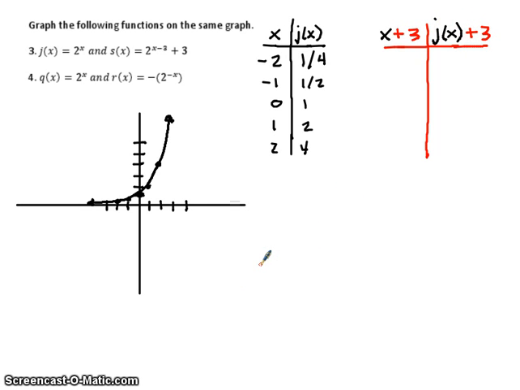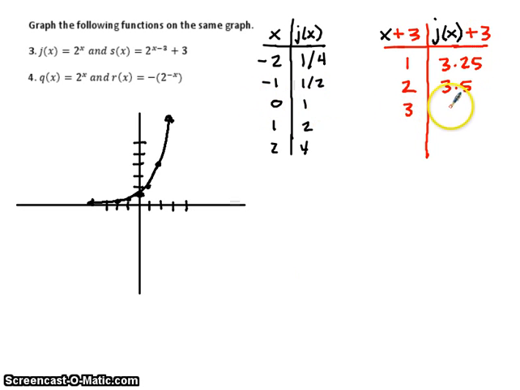So let's come up with the new table of values here. We have a minus 2 plus 3. That gives us a 1. And then a 3 plus 1/4. That's 3.25, right? And then we have a minus 1 plus 3. That gives us a 2. And then a 1/2 plus 3 gives us a 3.5. And then we have a 0 plus 3 is 3.